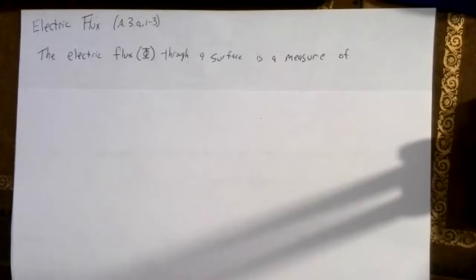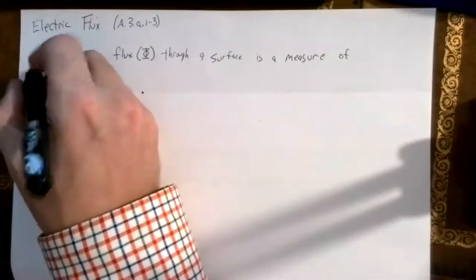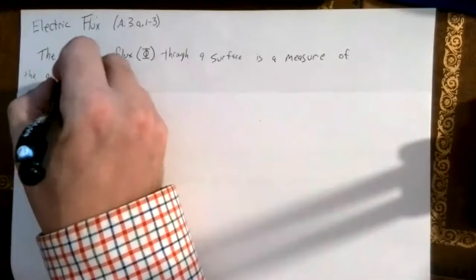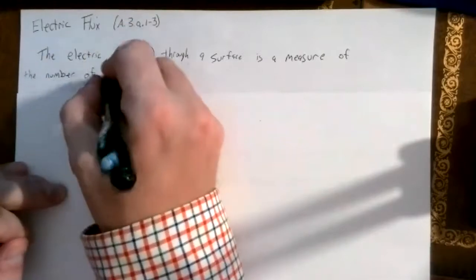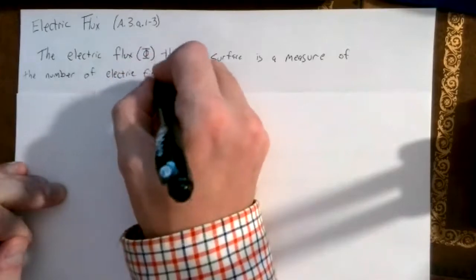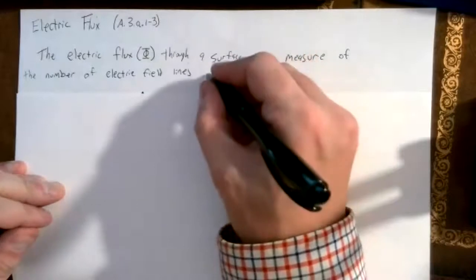We know that if there's an electric field, there are electric field lines everywhere in space made from the electric field. And the electric flux is just a measurement of how many electric field lines pass through a surface. So it's a measure of the number of electric field lines passing through a surface.